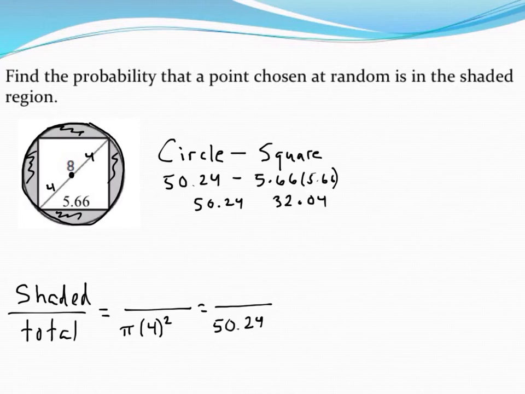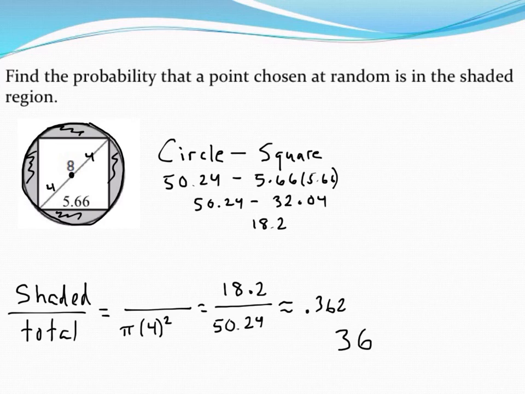So let's just take 50.24, subtract off the square, which is 32.04. That leaves me with 18.2 for the shaded section. So that's going to be the top of my fraction at the end. And once again, I'll divide that out first on my calculator to get about 0.362. And then multiply that number by 100 to get your percentage.